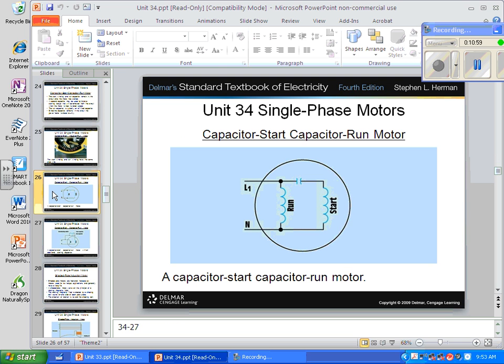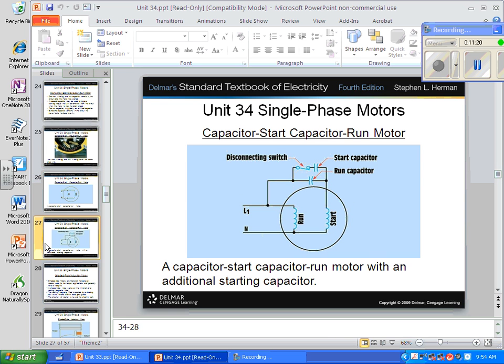Okay, single phase motors, capacitor run motor. I think they mean capacitor start induction run, but okay. I don't see a capacitor on the run winding. This capacitor, I think capacitor start induction run, but capacitor start capacitor run motor with an additional starting capacitor. Okay.